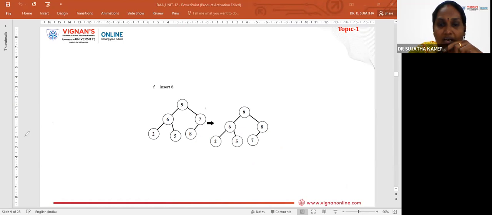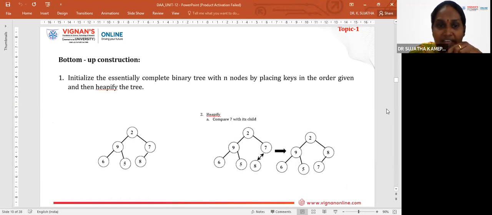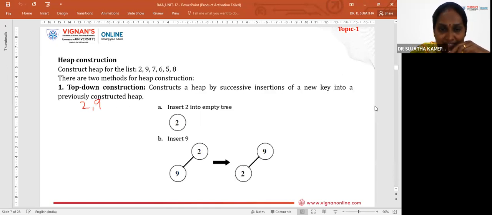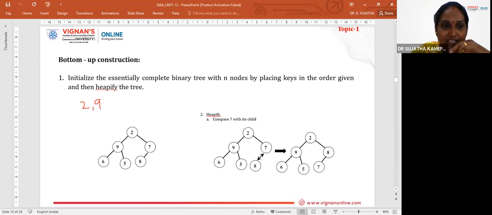Now, what about the bottom-up approach? In the case of the bottom-up approach, initially we consider all the keys according to the order in which they are present. So, in which order are my keys present? Let us see that order. 2, 9, 7, 6, 5, 8. Right. Now, here you can see 2, 9, 7, 6, 5, 8.